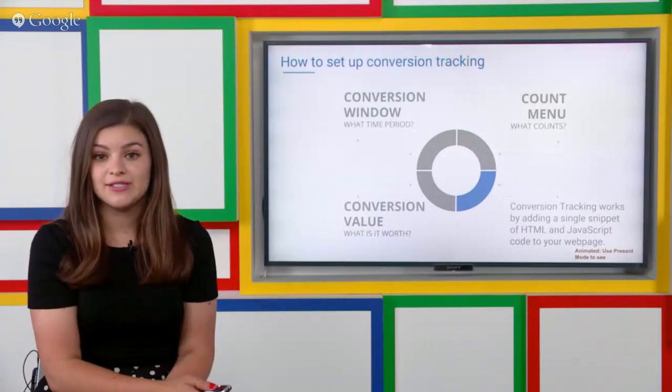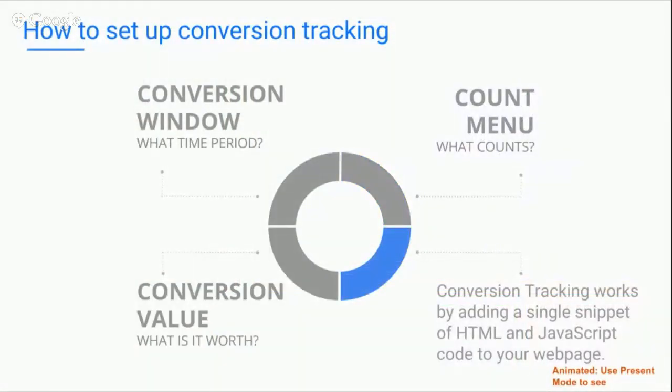So this is what actually allows us to track the conversions on your website. The conversion tracking works by just adding that single snippet of HTML and JavaScript code to your web page. And there's actually a really easy way in the interface to get this code and have it implemented on the site.